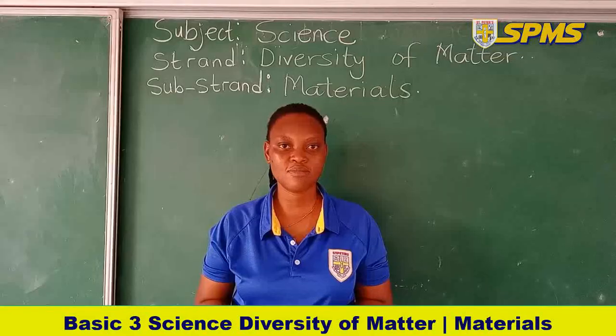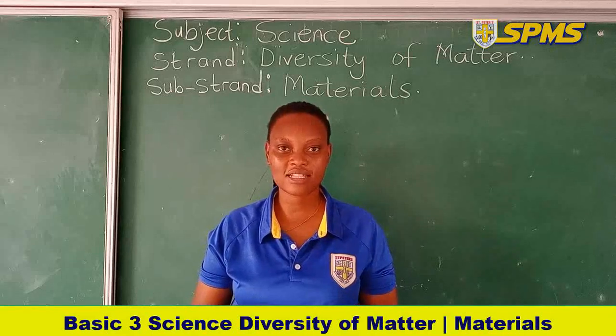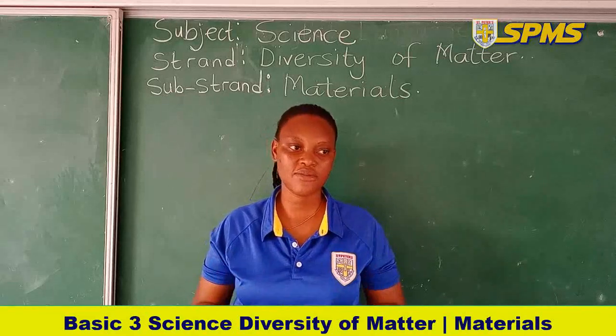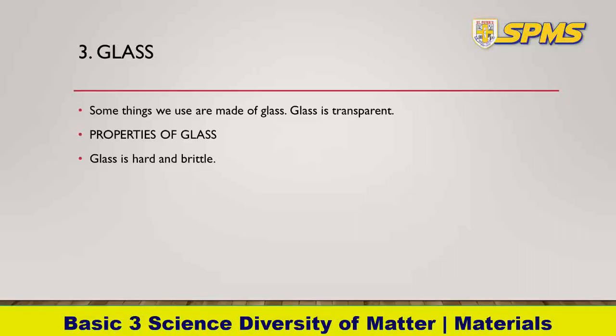Good. Let us move on to our last type of material. We have the glass. Some things we use are made from glass. We see glass everywhere around us. Glass is transparent. When we say transparent, it means that we can see what? Through. You can see through the glass, a reflection of whatever is in front of the glass.